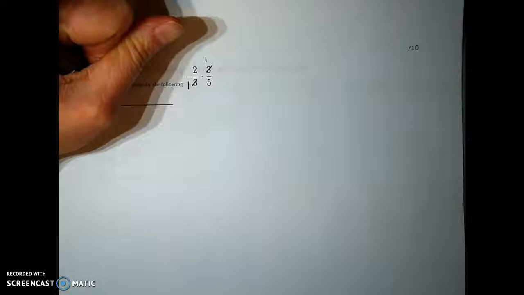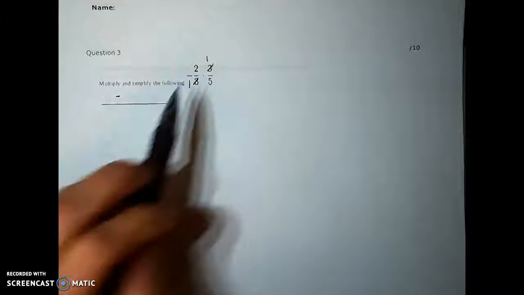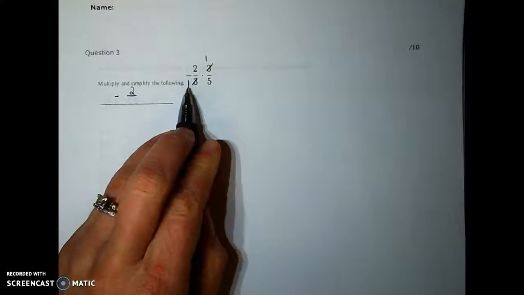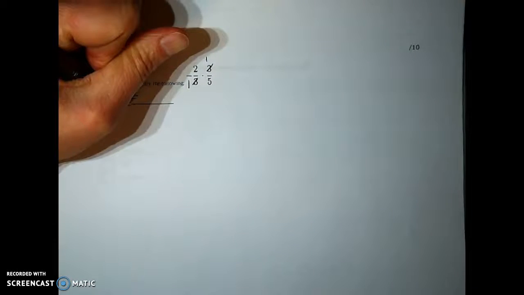So I know that a negative times a positive gives me a negative. 2 times 1 gives me 2. I multiply across the top. I multiply across the bottom. 1 times 5 gives me 5. So my answer is -2/5.